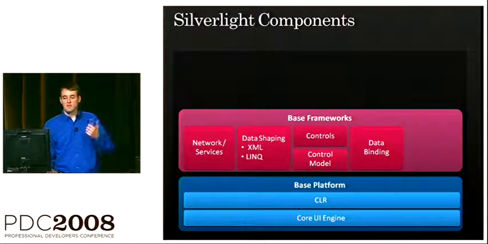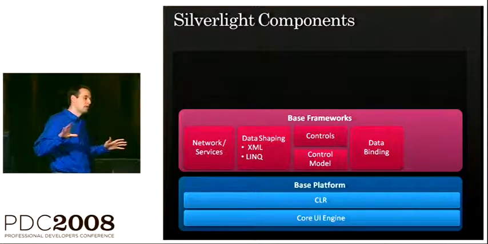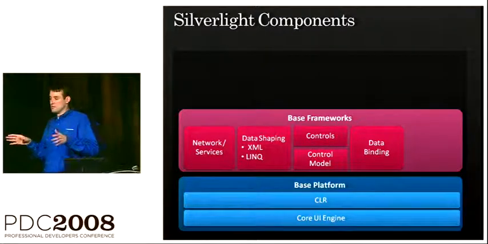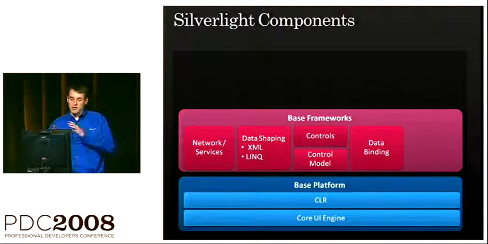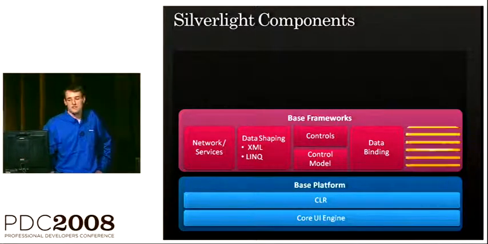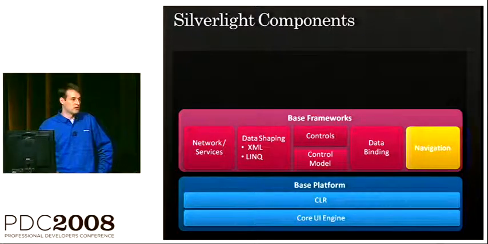Things like networking, data shaping, the control model, data binding, a whole ton of other stuff that are there today. But these are some of the ones that are the most interesting for Silverlight applications. Now, there's a whole ton more things we're going to be doing in all of these stacks. One of the things we're playing around with in the base framework stack is a navigation model, and what that might look like for Silverlight.